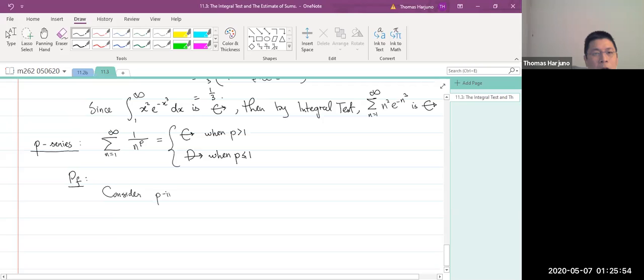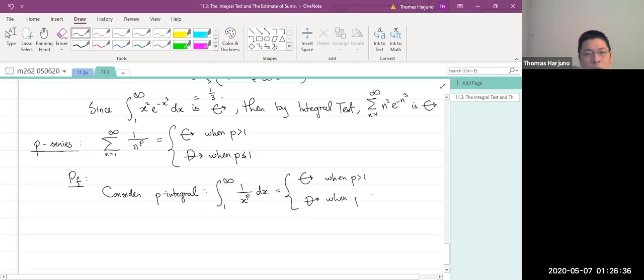The term P integral is actually not in the book. I invented it myself, but you get it right away. The reason the P series is convergent or divergent is because of the P integral. Consider the integral from 1 to infinity of 1 over x to the P dx. Now we know that this is convergent when P is strictly greater than 1, and divergent when P is less than or equal to 1.